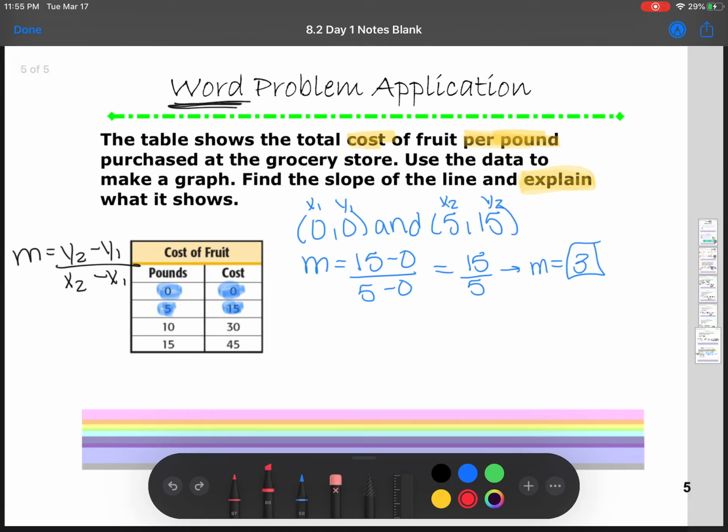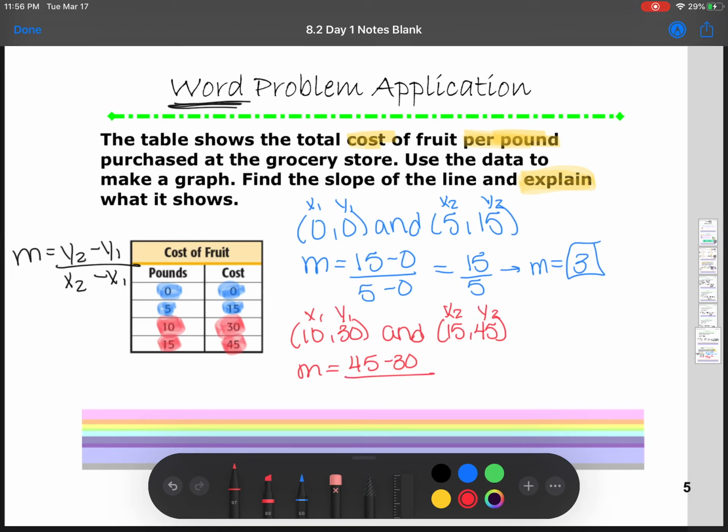All right, so let's try it again using 2 new points. If I use 10, 30 and 15, 45. x1, y1, x2, y2. m equals 45 minus 30 over 15 minus 10. Okay, 45 minus 30 is 15. 15 minus 10 is 5. Look, I got the same thing.